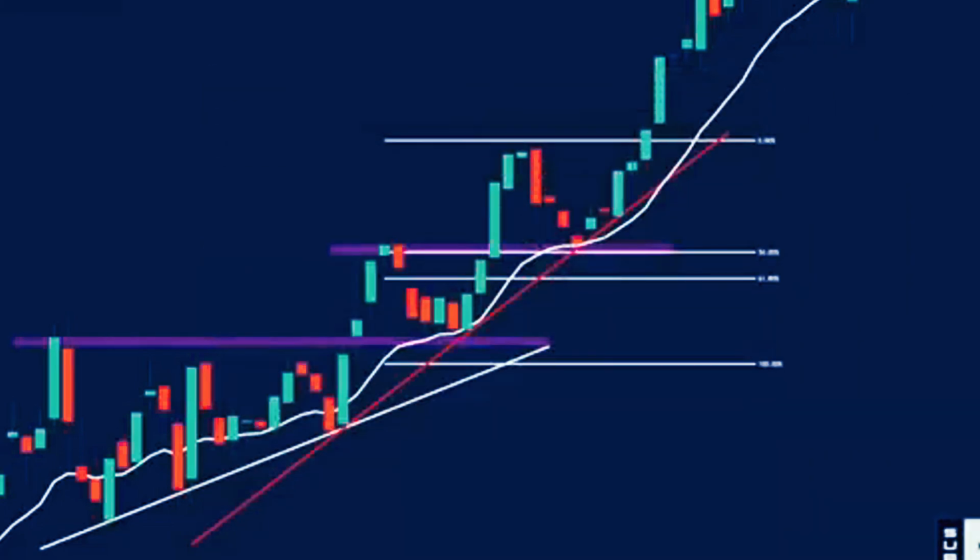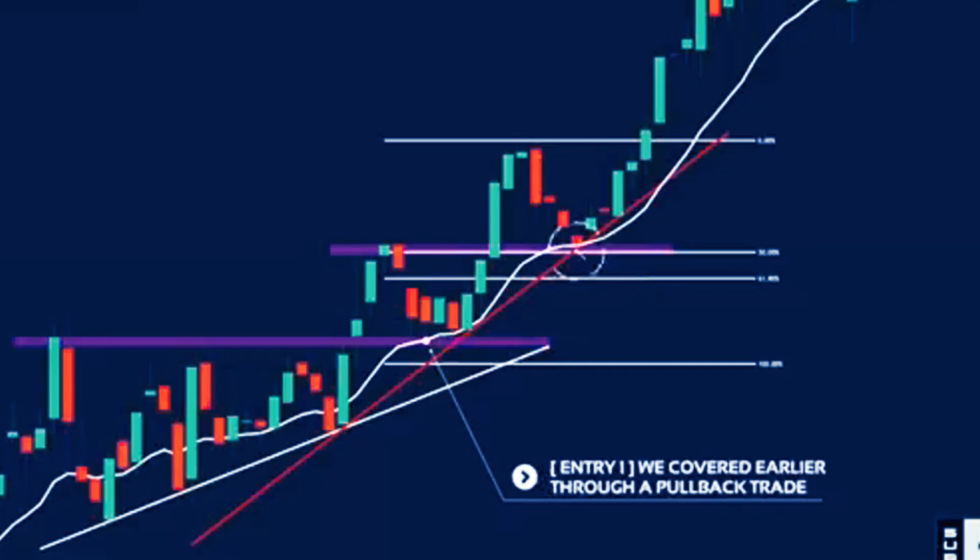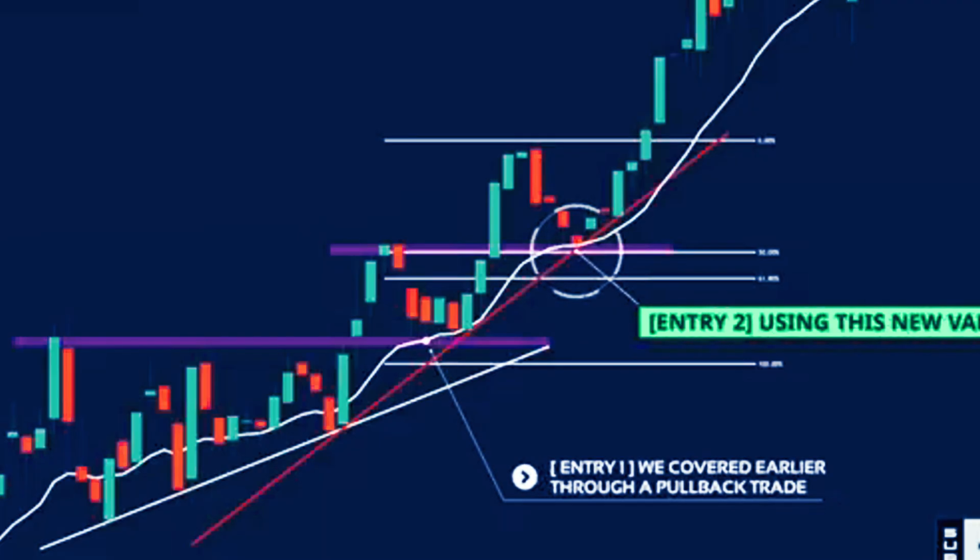So this is the Microsoft stock again. We covered this earlier where you had your pullback entry here. But now there was a second entry using this new variation. So let's list the pro traits working in your favor.